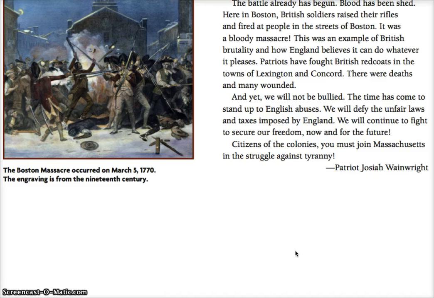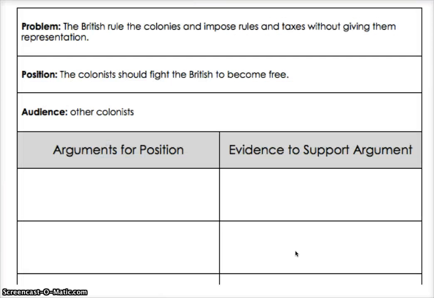And then when you are done, I would like you to look at the table at the back of the packet that says the British rule the colonies and impose rules and taxes without giving them representation. Position: the colonists should fight the British to become free. Audience: other colonists. So look at the arguments for position and the evidence to support the argument. For instance, right here, arguments for position: colonists should fight against England because they are being unfairly taxed.